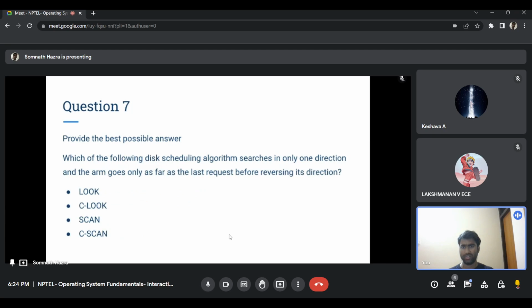Which of the following disk scheduling algorithms searches in only one direction, and the arm goes only as far as the last request before reversing its direction? Your keywords are: searches in only one direction, and the arm goes only as far as the last request. Those are the important things that you need to consider. Your options are LOOK, CLOOK, SCAN, and CSCAN.